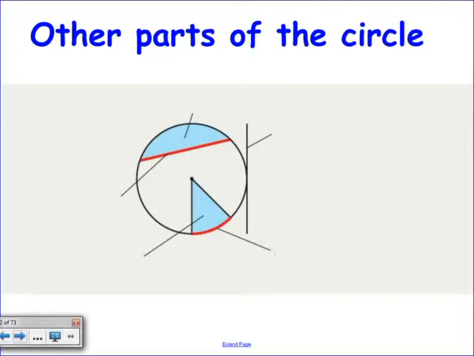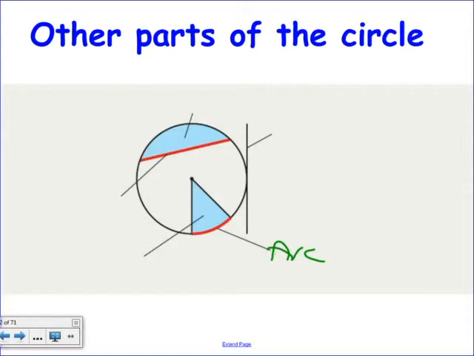An arc. What's an arc? Which one's the arc? The blue at the top, or the red line? The red line, that one. So this bit here is called the arc, because I gave it away. The arc is part of the circumference. Circumference goes all the way around, an arc is a little bit of that.